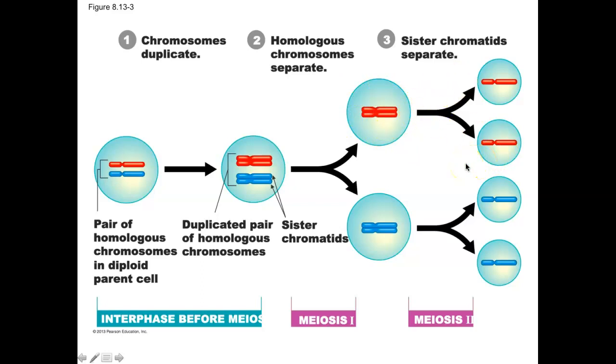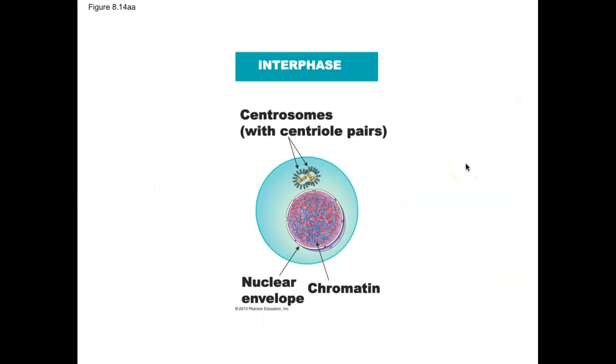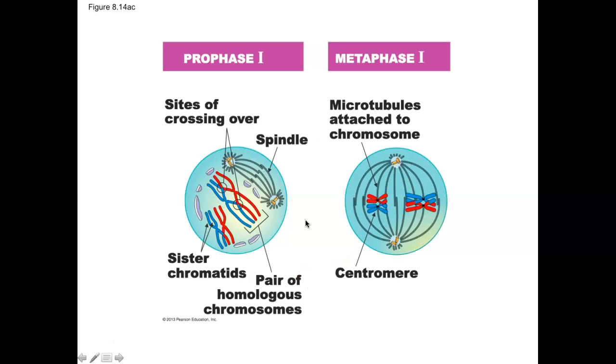All right, so let's take a look at the events of prophase 1. Now, interphase is the same. Nothing changes in interphase. We have our centriole pair or our centrosomes. We have our chromatin. The DNA is getting duplicated. In prophase 1, this is the very unique phase of meiosis. As I mentioned before, the homologous pairs will find each other during prophase 1. This does not happen in mitosis.